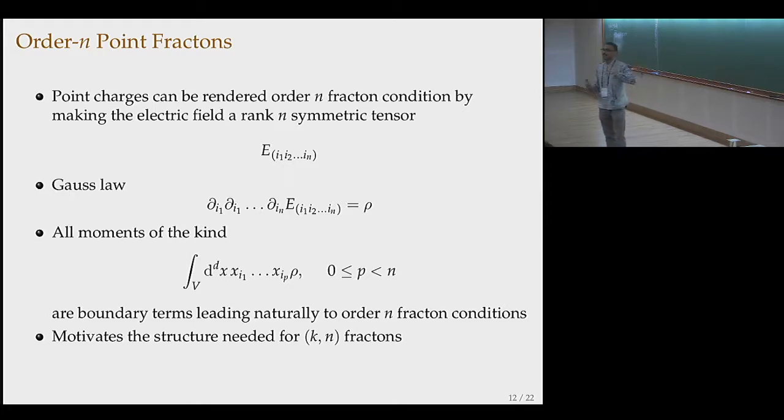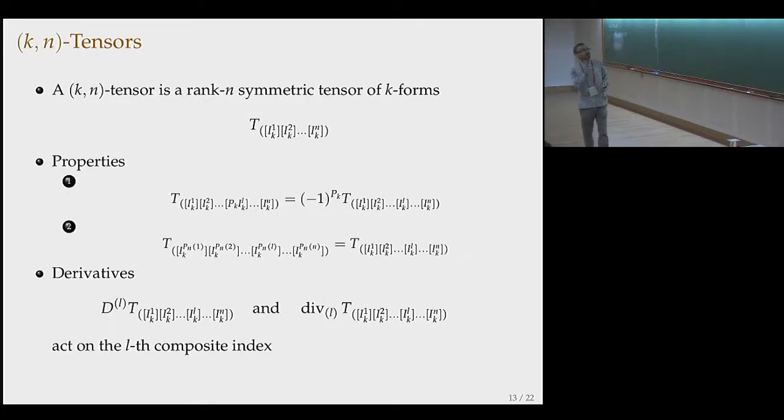So this is what we need to construct the most general gauge theory that we are looking for, okay? For doing that, I have to introduce one more mathematical notion, which I will call Kn tensors. These Kn tensors are the workhorses of the theory I'm going to construct. So a Kn tensor is a rank n symmetric tensor of, yeah, question.